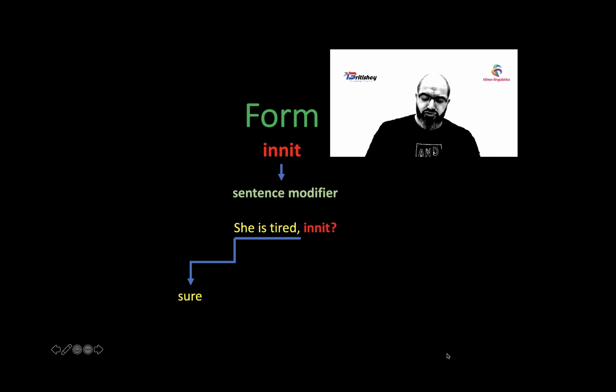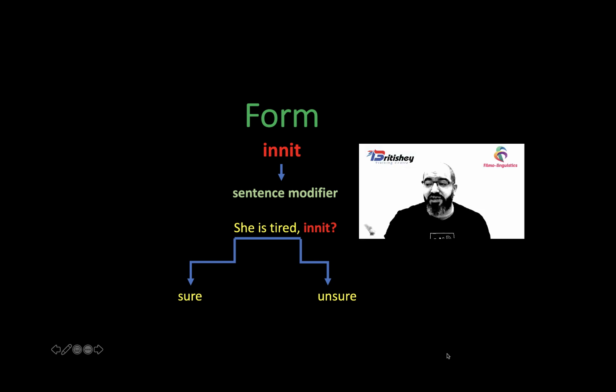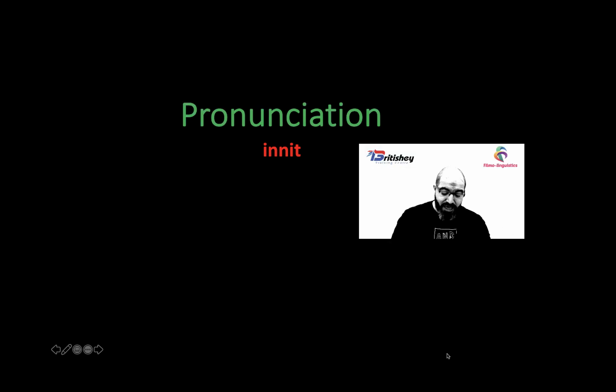Well, let's give it another try. Let's see how we can sound unsure when you say, she's tired, innit? So when you say it this way, it sounds like a real question. It means that you're unsure of what you've just said. And this is why we call it a sentence modifier. Now, let's move to pronunciation and see how innit developed into the form and into the pronunciation we have today.